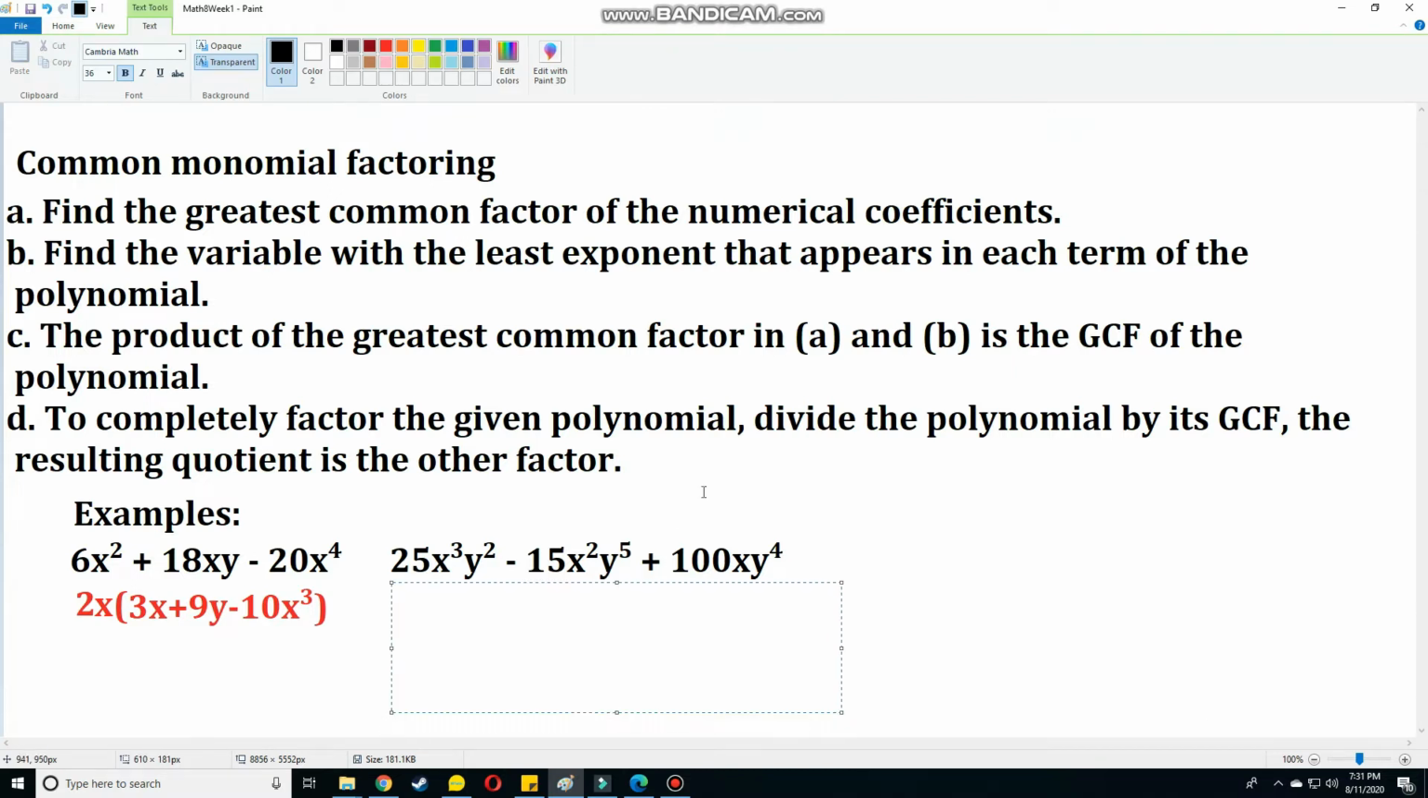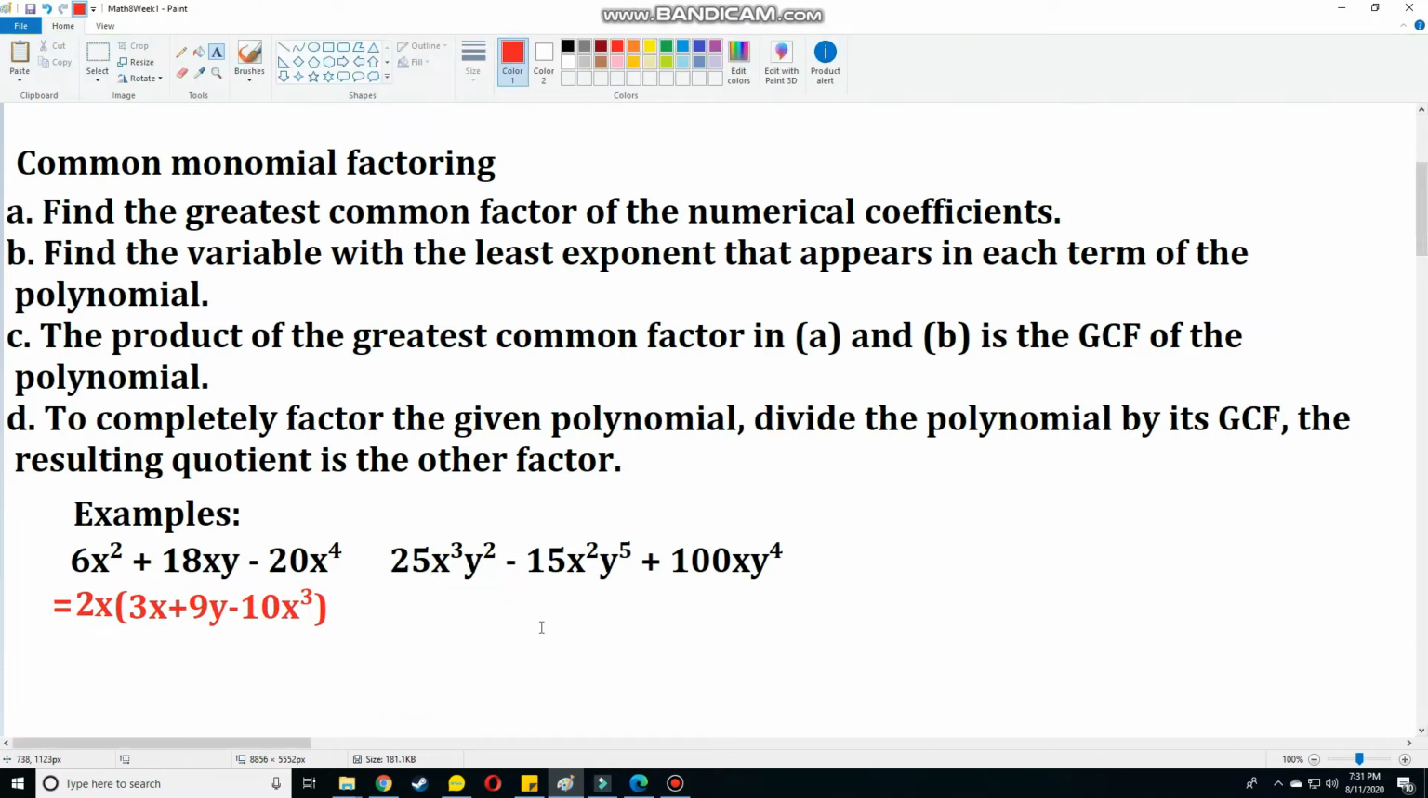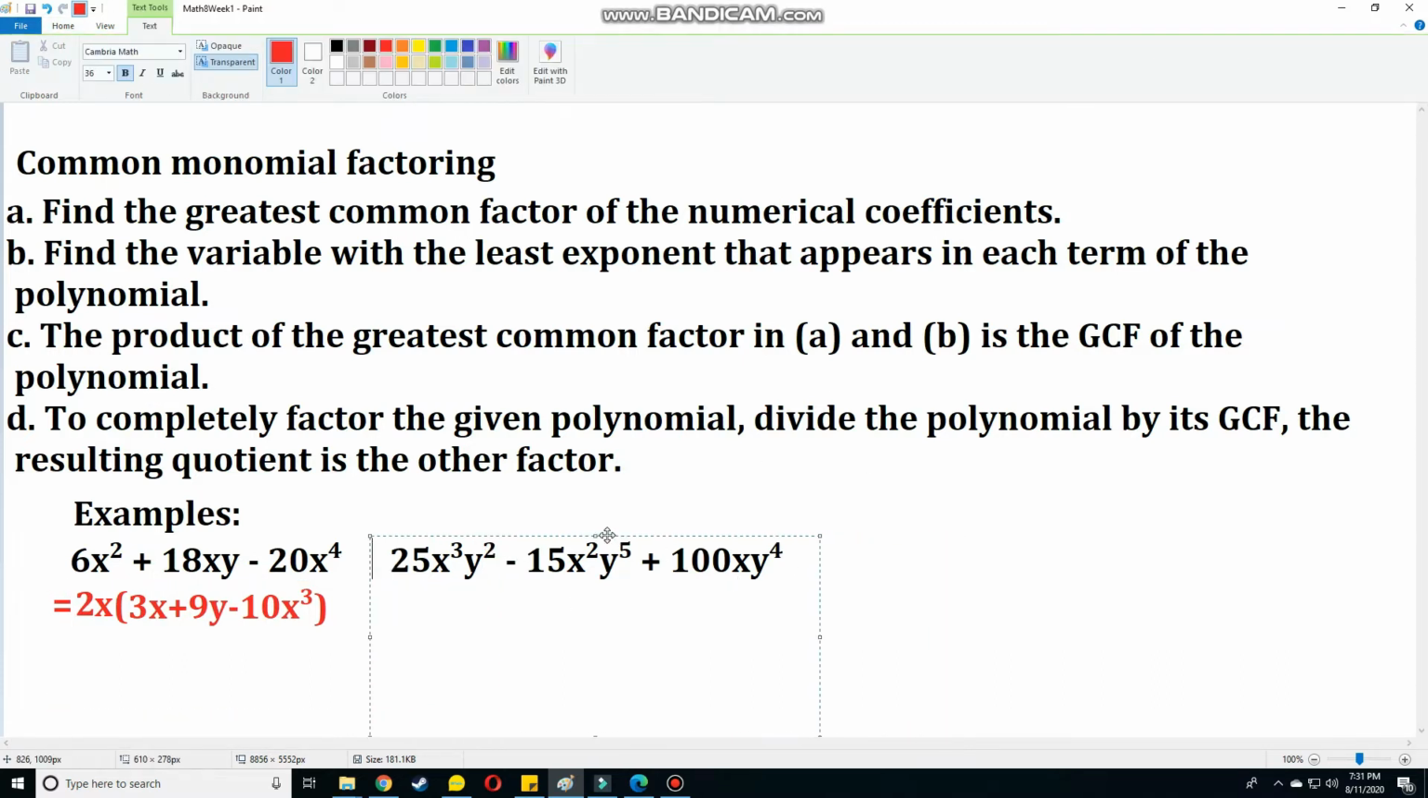What's the first step? We would find the greatest common factor of the numerical coefficient. By the way, let's put an equal sign. I'm accustomed to putting an equal sign. Okay, let's continue. Now, what's the greatest common factor of our numerical coefficients?